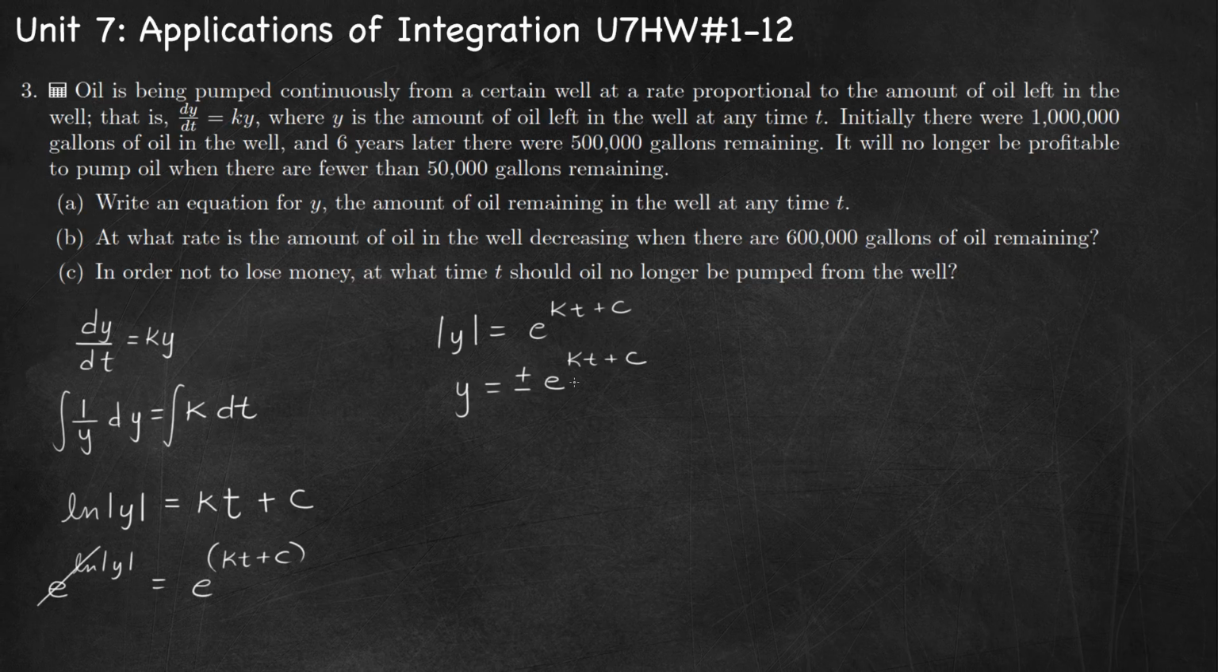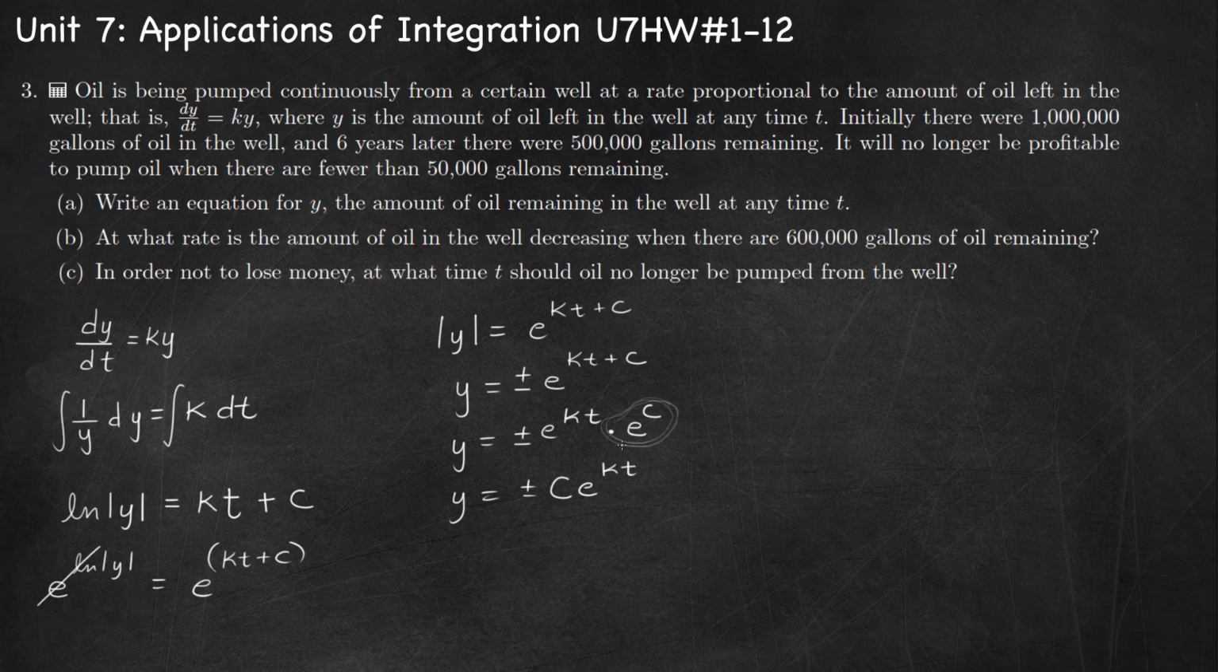Now I'm going to separate e to the kt plus c into e to the kt times e to the c. And e to the c is just a constant term. E is a constant, c is a placeholder for a generic constant, and so when you have a constant raised to the power of another constant, you just get a constant. So all of this becomes just a constant. I'm going to call it c. When we multiply by a constant, we normally write that in front of the term. So now I have y equals plus or minus c e to the kt.